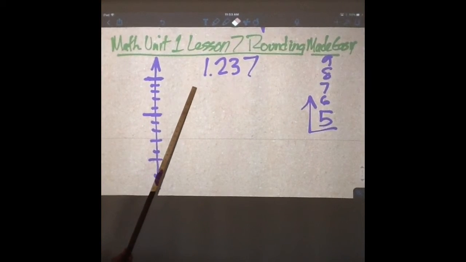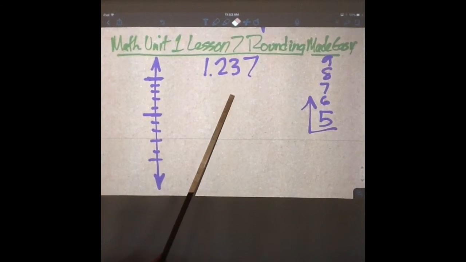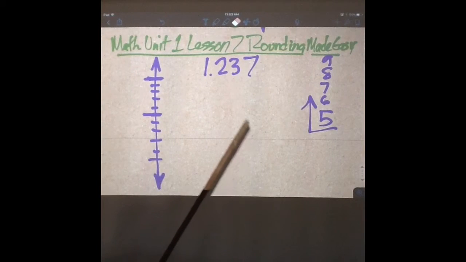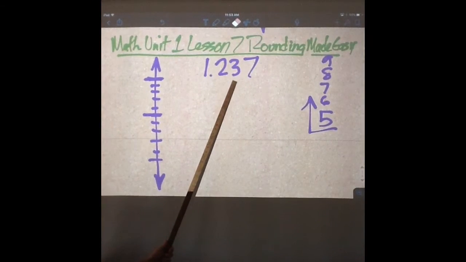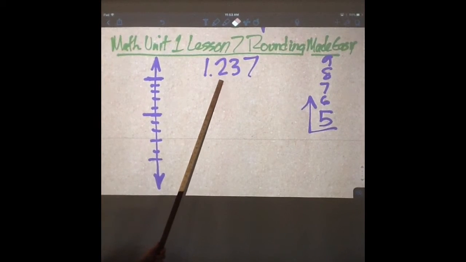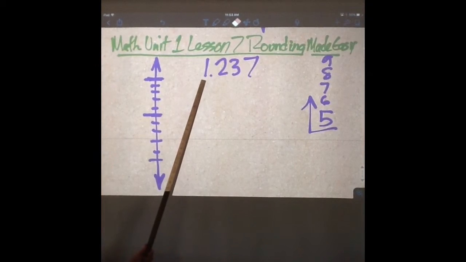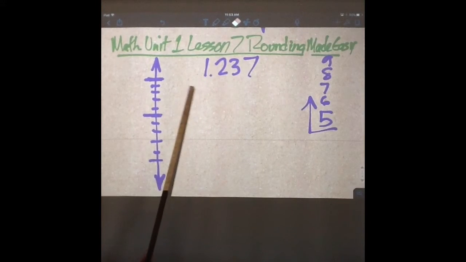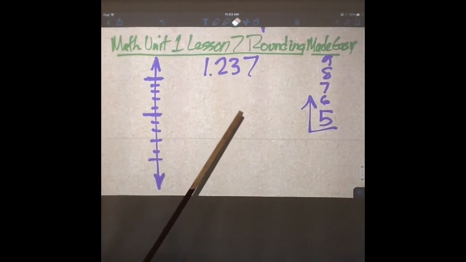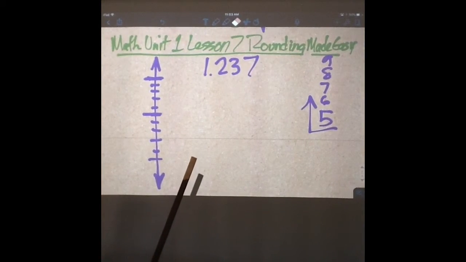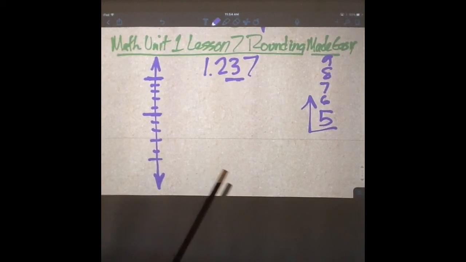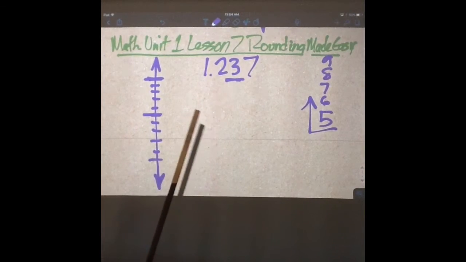All right, let's round this number to the nearest hundredth. Now, what place value is this one? This is the thousandths. The 3 is the hundredths. The 2 is the tenths. And this one happens to be the ones, which is a 1, oddly enough. So which one do we want to round here? Let's underline the 3, because I said let's round to the nearest hundredth.